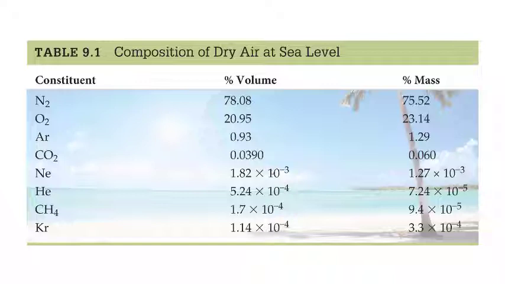And so we can see that the composition of dry air at sea level shows that we are mostly composed of nitrogen gas and oxygen gas on our planet. And that to a smaller extent here, we have argon, carbon dioxide, neon, etc.